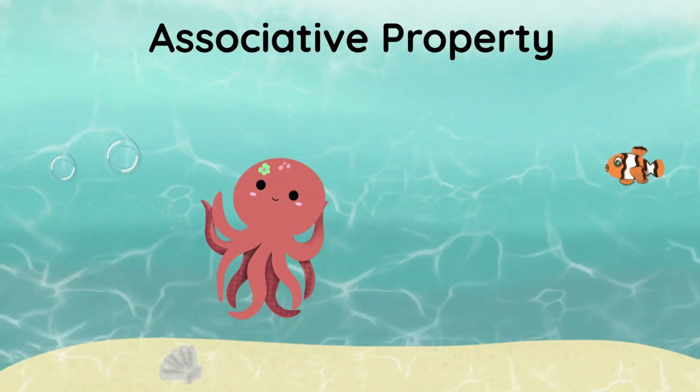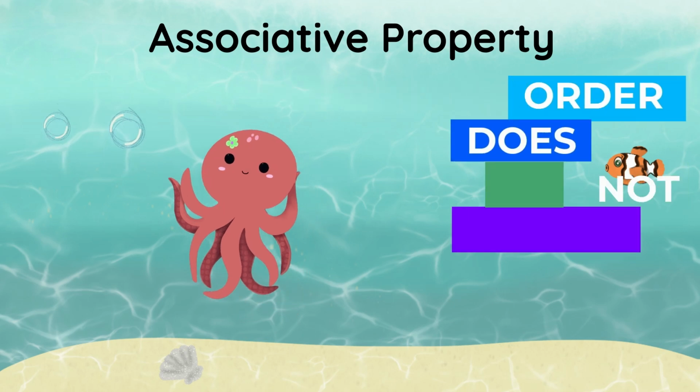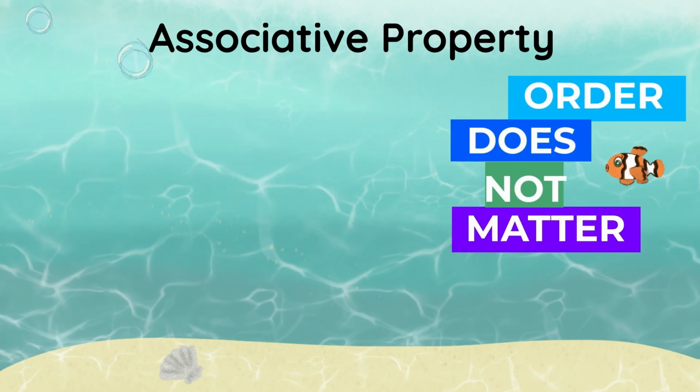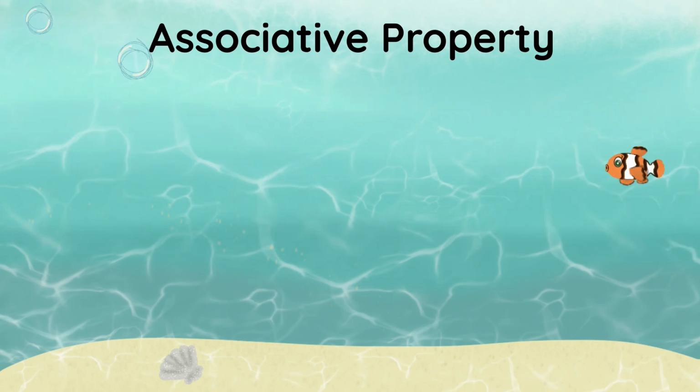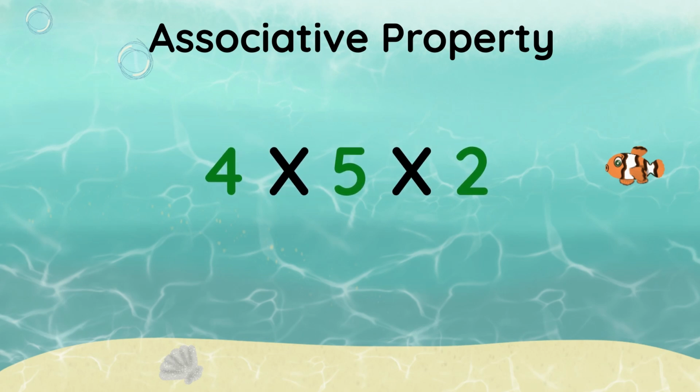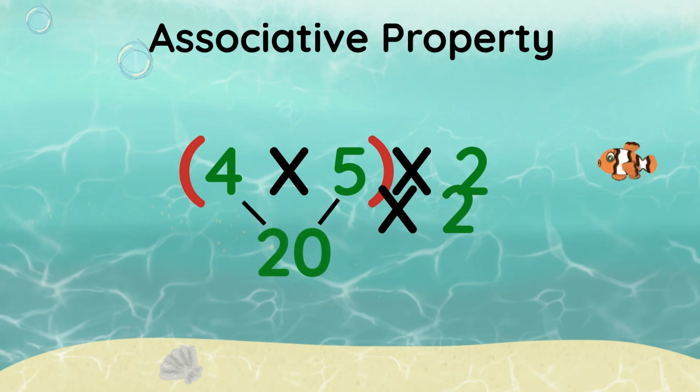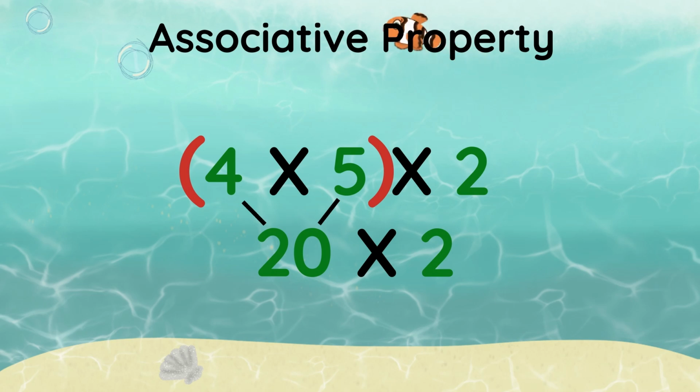The associative property of multiplication says order doesn't matter. For example, in 4 times 5 times 2, we can start with 4 times 5. 4 times 5 gives us 20. Next, we multiply 2. 20 times 2 equals 40.